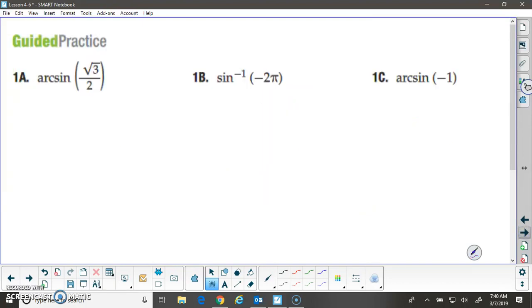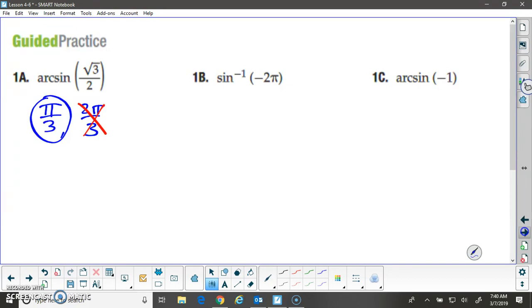Next example, arc sine of square root of 3 over 2. There's two places on the unit circle where the sine equals square root of 3 over 2, and that would be pi over 3 and 2 pi over 3. Well, this one is not within the restricted domain, negative half pi to positive half pi. So there is our result.